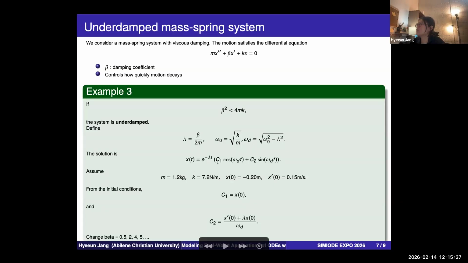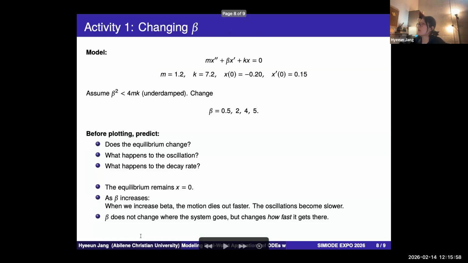Our general solution would use the Euler formula. Because the exponential term affects the decay, the motion dies out, and the trigonometric part affects the oscillation. I gave them some fixed parameters, initial location and initial velocity, and then we were able to compute the constants by hand. And then we changed beta. My activity was, given the same model, we changed the damping constant beta.